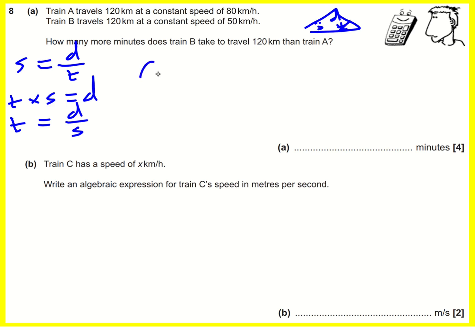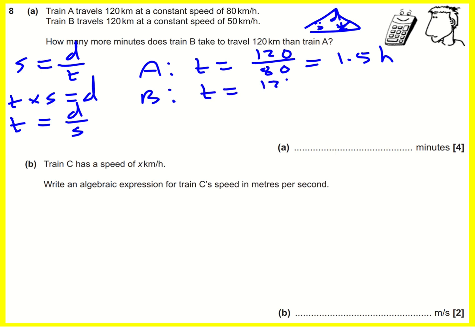So for train A, my time is, I'm going 120 kilometers, I'm going 80 kilometers an hour. This is actually 1.5 hours. Meanwhile for B, the time is going to be 120 divided by 50, which is 2.4 hours. So the difference is 0.9 hours.